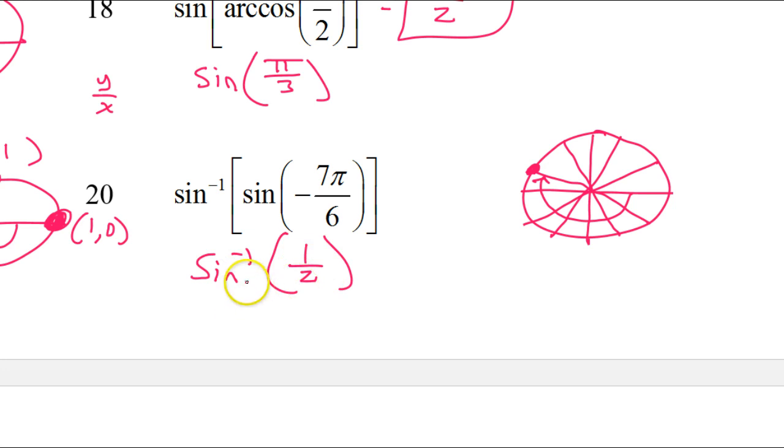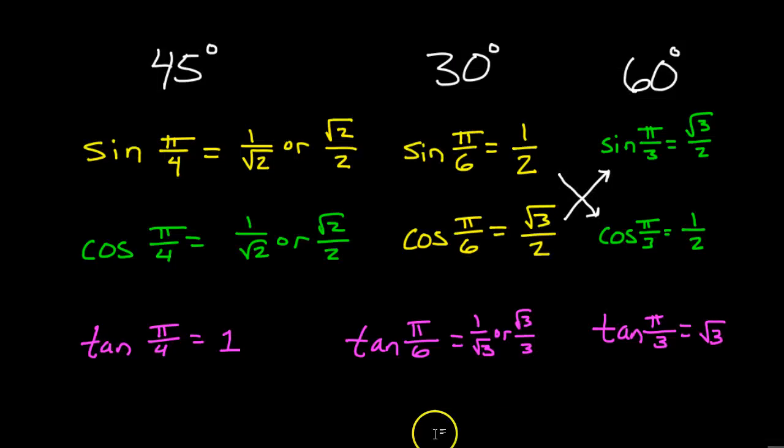This is just an angle. What angle has a sine of 1/2? Well, that is simply pi over 6. That's one of the values that we memorized. The sine of pi over 6 is 1/2.